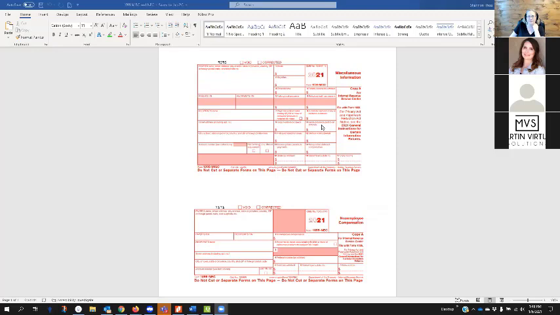Okay. Yeah, that is rent, royalty, wholesale, gross proceeds paid to an attorney, and miscellaneous or non-employee compensation are the ones that I do on a fairly regular basis. Okay, non-employee compensation goes on the miscellaneous as well? Nope, it goes on the NEC. NEC stands for non-employee compensation.